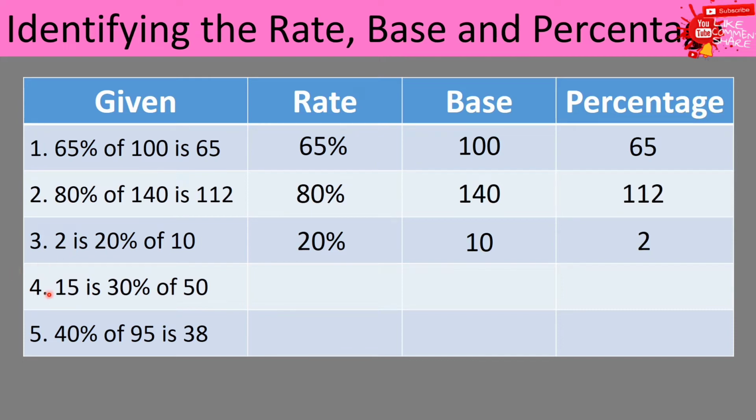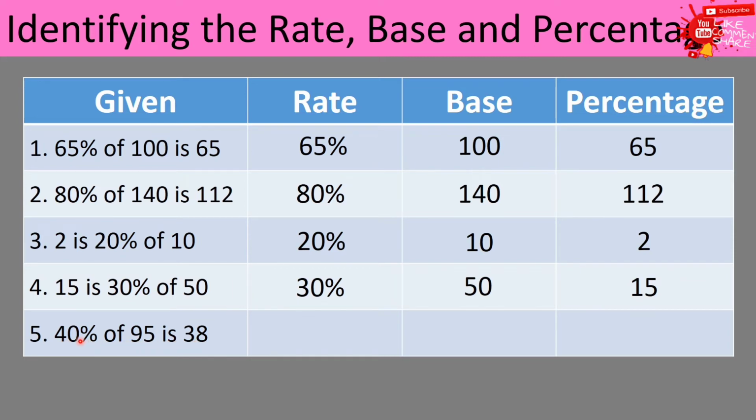So, let's have number 4. 15 is 30% of 50. So, automatic, we have this percent sign. So, our rate is 30%. Then, 50 is the number beside the word of. So, yung base natin ay 50 kasi siya yung nasa tabi ng of. And then, our percentage, yung katabi ng is, ay 15. Now, let's have number 5. 40% of 95 is 38.